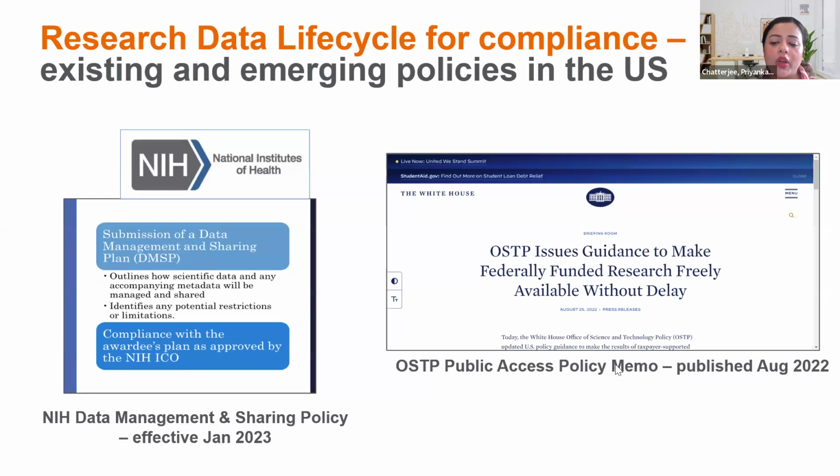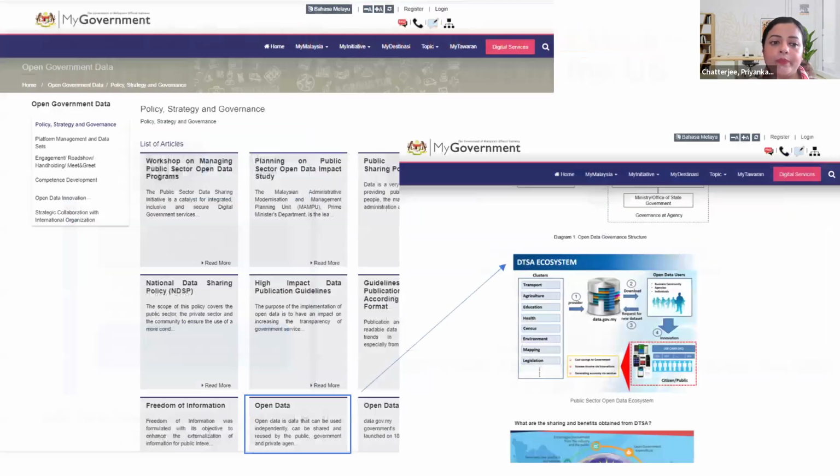What you can see on your screen is the National Institutes of Health. They also shared their research data management and sharing policy, which was effective from January 2023. We have OSTP, which is the Public Access Policy Memo from the US, which is also talking about how they would like to encourage researchers to share their data. And both NIH and OSTP are very well-known research funders in the world.